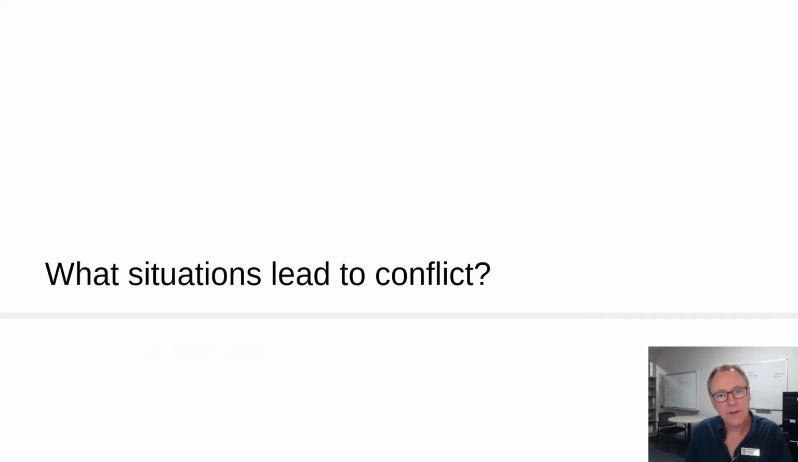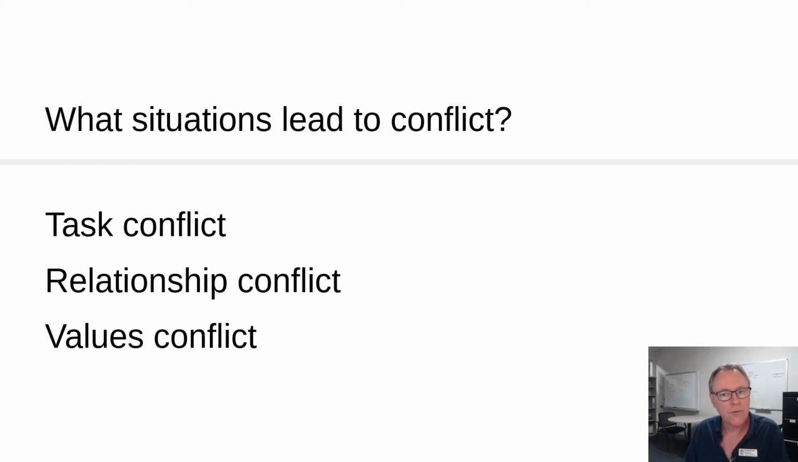So let's talk about the situations that are most likely to lead to conflict, particularly in the workplace. This is a broad overview of the types of situations that can lead to conflict, and as you might imagine, task conflict is one that's probably resolved more straightforwardly and one where there's least likely to be damage to the relationship. Where there's conflict about a given relationship, particularly if it's been over a length of time, or inherent values of an individual, it becomes a much more complex process.